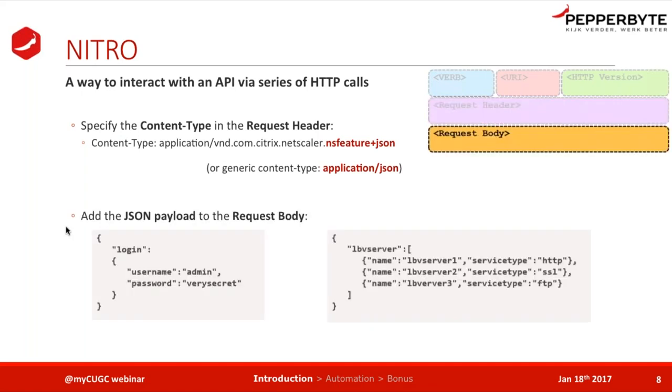And last but not least, I need to provide some content in the request body that I'm sending. In this case, I have added two JSON payload examples. The one on the left, just making sure that I'm pointing out the right one, is the one that you can use to log on, to send the login information to your NetScaler, to make sure that you are authenticated for your session with the NetScaler. And the one on the right is an example of how to send load balancing vserver information to my NetScaler.